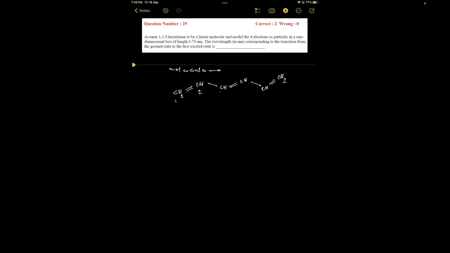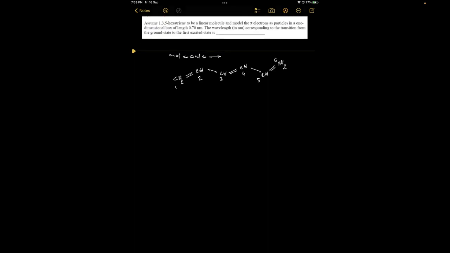One, two, three, 4, 5, 6, right? So 1,3,5-hexatriene molecule. Now we are modeling this molecule. The pi electrons corresponding to this molecule are particles in a one-dimensional box of length 0.70 nanometer. So the length of the box is 0.70 nanometer. So basically this is an approximate model.